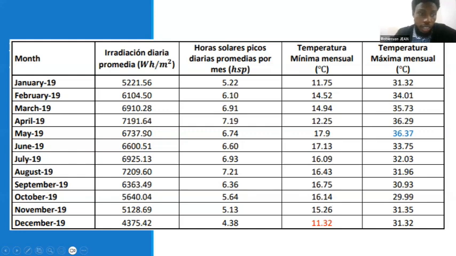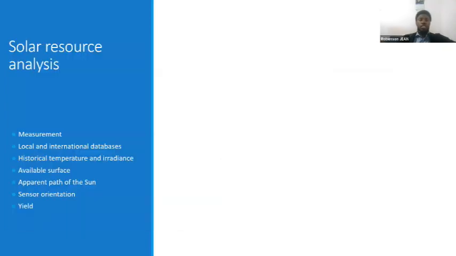So it was very good information. And in terms of peak sun hours, it is 6.74 peak sun hours. Also we have to take into account the minimum temperature and the maximum temperature. The maximum was this value, and we have to take it into account in order to make a very good design. Later we'll see how we can use this information.